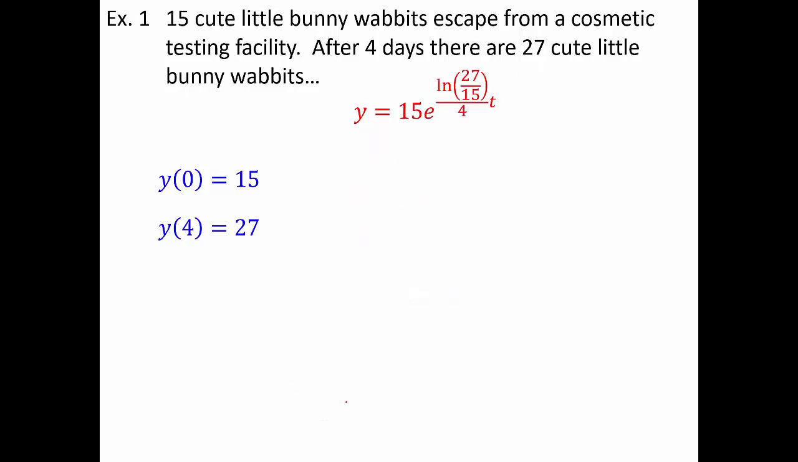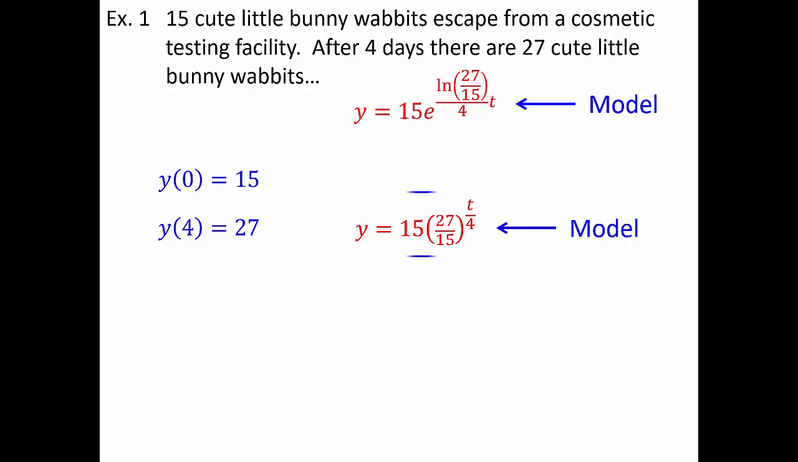So I'll take that k, plug it back into my law of exponential growth and decay, and I can either leave this as my model and use this to make my predictions, or I can use the simpler version of the model where I cancel out the e and the ln and bring the 27 over 15 downstairs. So that would be the prettier of the two models. Again, I don't care which version you use, but I am never going to use this one. I am always going to use this one.